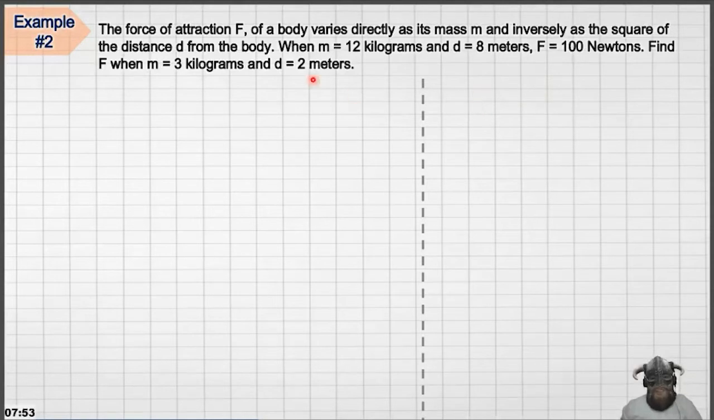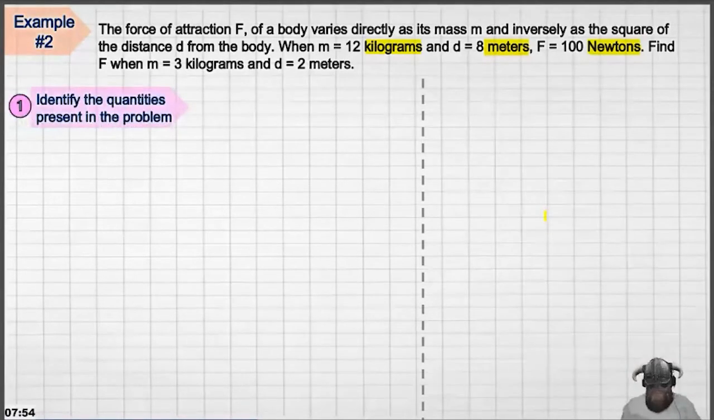So in this case, tignan lang ulit natin yung unit by just reading the problem. We say that the mass is in kilograms, the distance is in meters, and the force of attraction is in newtons. So I hope familiar na kayo sa unit ng force, the Newton.